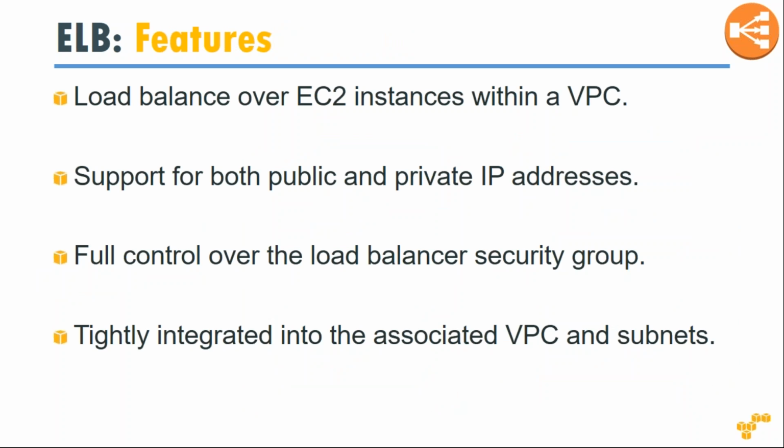So this is just a very high level feature set of Amazon ELB. You can have support for both public and private VPCs, public and private IP addresses. You can load balance over EC2 instances within a VPC. That is, as I told you, you can have containers also. That is relatively new technology. They launched something called application load balancer, which is very relevant to containerized applications only.